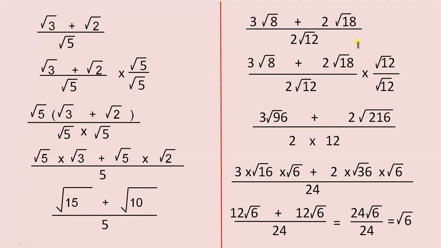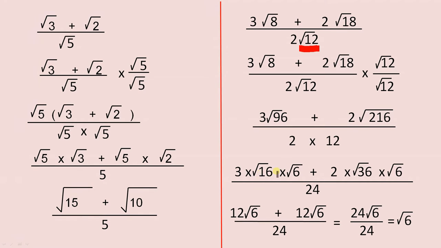This sum here, we multiply top and bottom by the square root of 12. We don't have to multiply by the 2, just the square root of 12, because that's the irrational part. So that takes us to this line. So the square root of 12 by 3 the square root of 8 is 3 the square root of 96. And that times that is 2 the square root of 216. The denominator is 2 times 12.